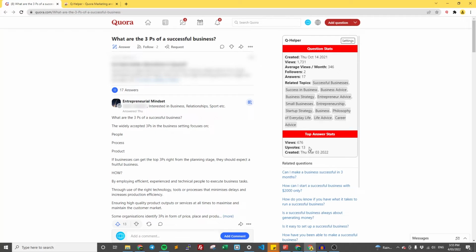If it has a low number of upvotes and was created quite recently, or even if it just has a low number of upvotes in general, chances are it's going to be easier to rank for. And then obviously the views just lets us know how much benefit you're going to derive from answering the question. So this is how you can incorporate the Q Helper Chrome extension into picking really great questions for Quora, for your Quora marketing needs.